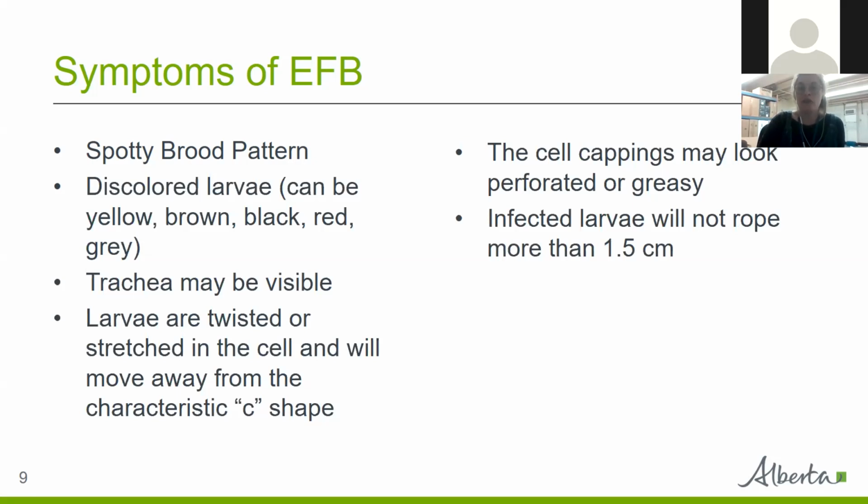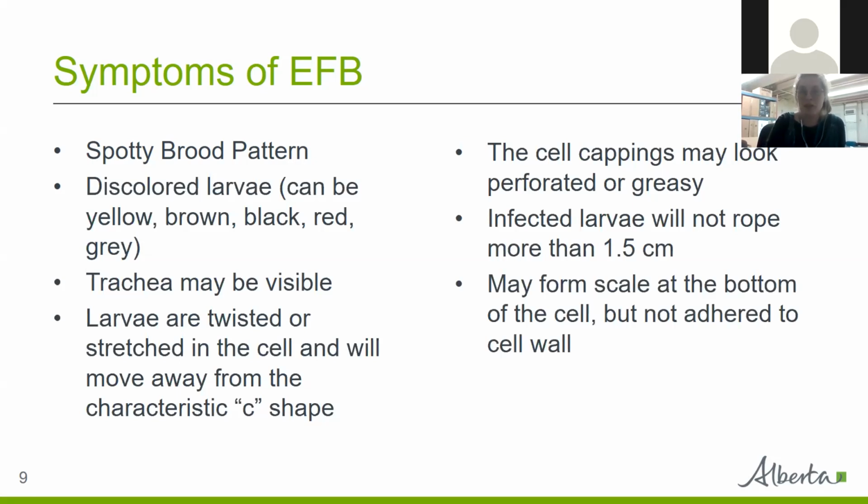If you see something that looks like ESB and you try the rope test, where you stick the toothpick in there, wiggle it around and then pull it out, it should not rope more than 1.5 centimeters. Sometimes it can also form a scale at the bottom of the cell. But when you poke around with your toothpick, that scale is not adhered to the cell wall, so you can remove it, unlike AFB, which is very, very difficult to remove.